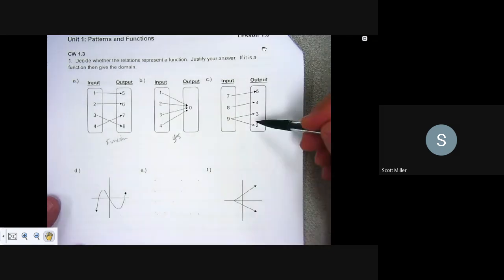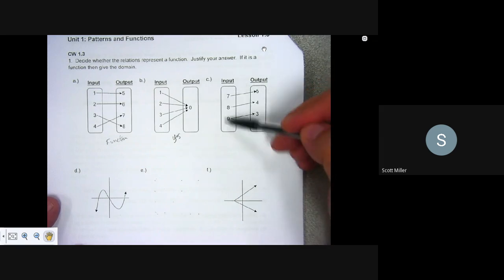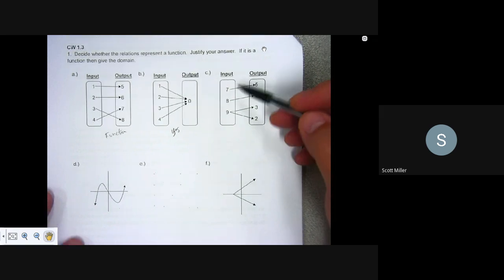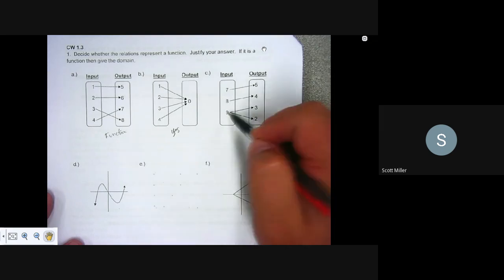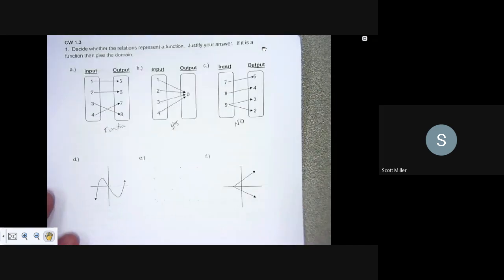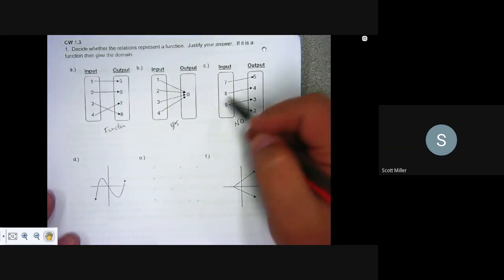Would this one be? So now you can see clearly why this one fails. Okay, look at the input. They each have an output, but what's the problem? It's the number 9. 9 has 2 outputs. 2 arrows coming off of 9 means that this input does not have exactly one output. It has 2 different outputs, so this is not a function because of that right there.